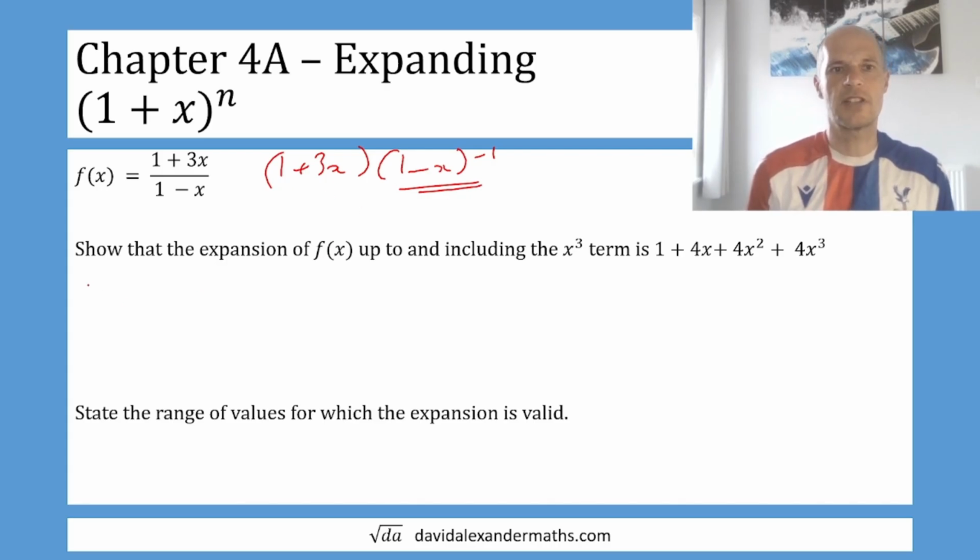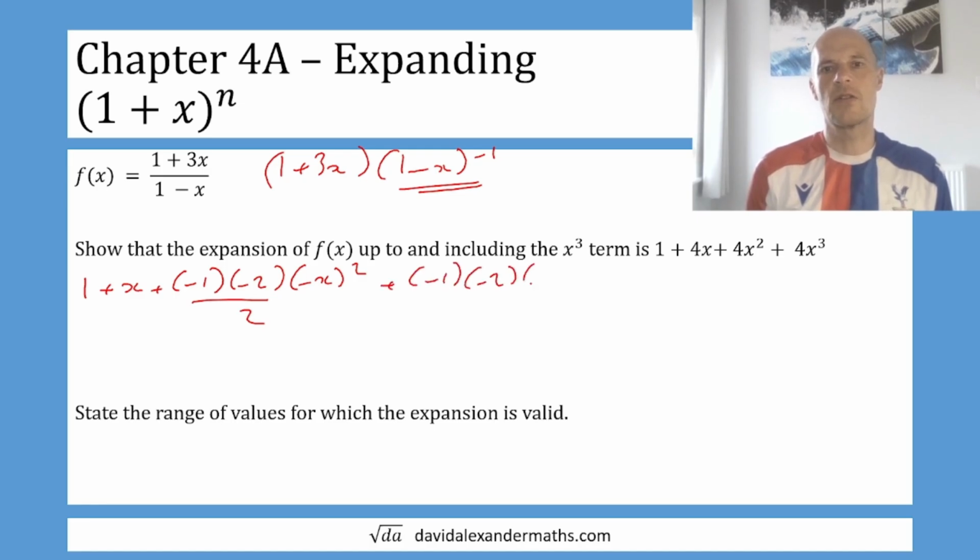So first of all, the first term is 1. Negative x times negative 1 is plus 1x. Now the next bit of the expansion, as usual, is going to be plus negative 1, negative 2, negative x squared all over 2, plus negative 1, negative 2, negative 3, negative x cubed all over 6.